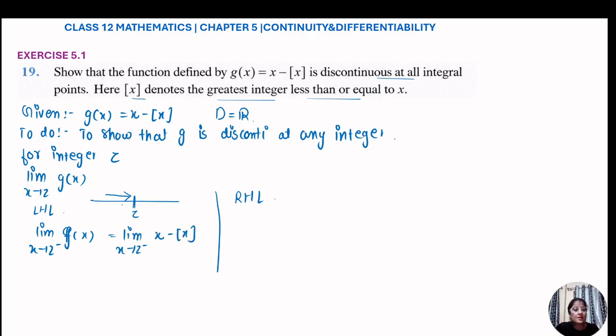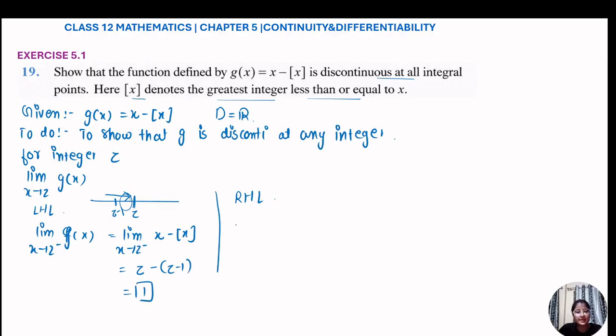Now as you can see, we are coming to z from the left hand side, so the greatest integer less than or equal to the numbers from here will be z minus 1. So this limit will be z minus (z minus 1), and this is nothing but 1.